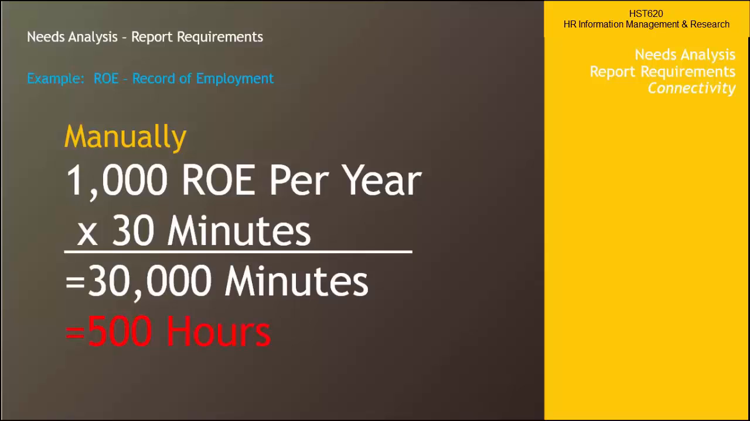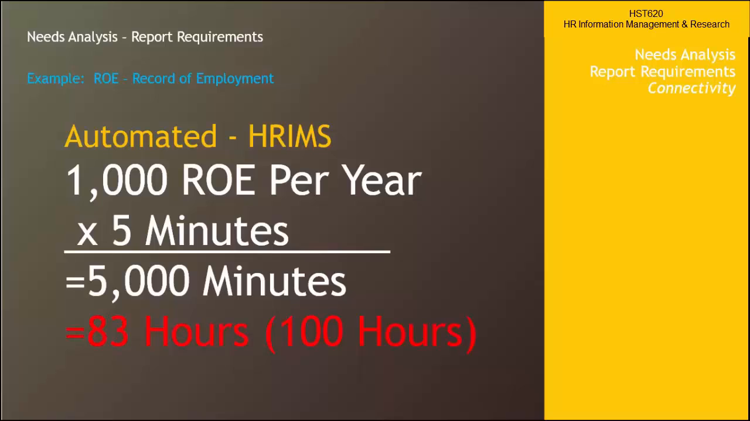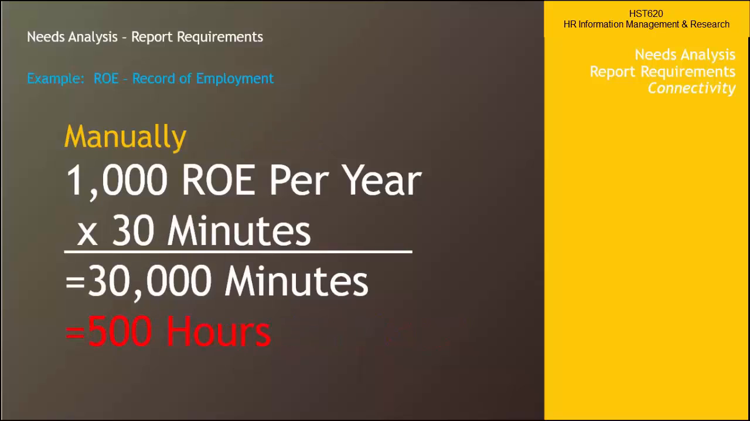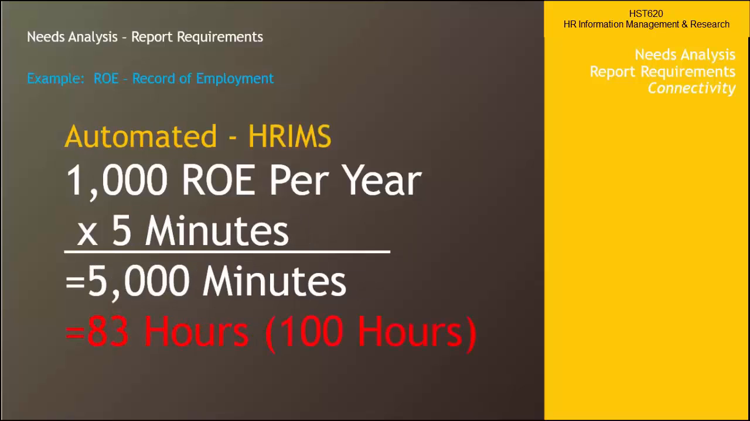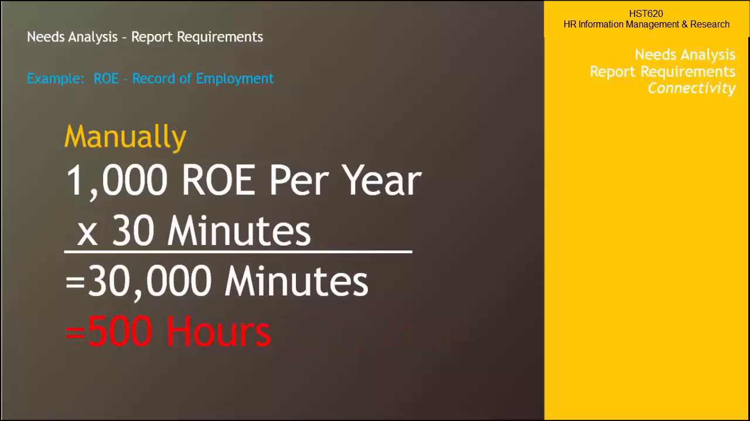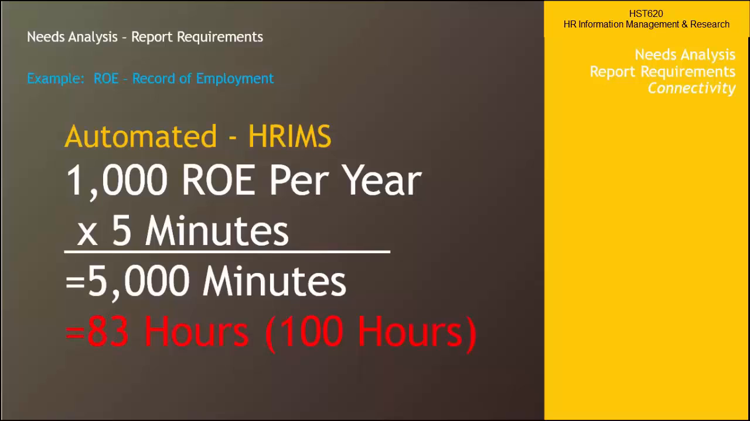Now, let's say you get an HRIS that has a record of employment built in. So all you have to do is click a button. It will automatically do a record of employment for one or more employees. So now you're down to 5 minutes per. You're going from 30 minutes to 5 minutes. And you know what? That's 5,000 minutes. It comes to 83 hours, but I'm just going to say 100 hours. Is that okay? So you're going from 500 hours you were spending doing these reports to less than 100 hours.